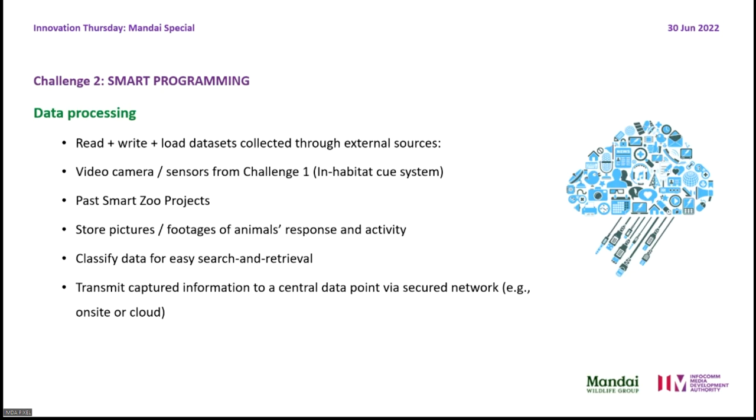And of course, how the data is going to be managed and classified could also be really necessary. Once all of this is captured, we need to transmit the information into a centralized data point, which is the ultimate target goal of the second challenge, actually, where it's under a very secure system that could control all of the technologies that we have been developing.